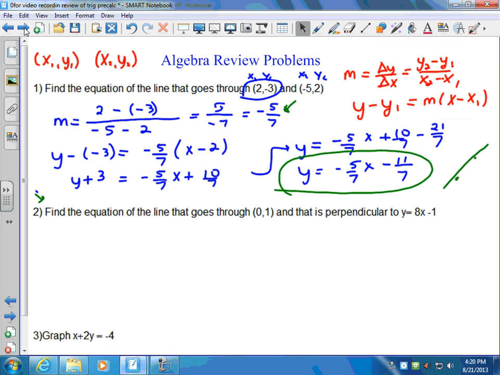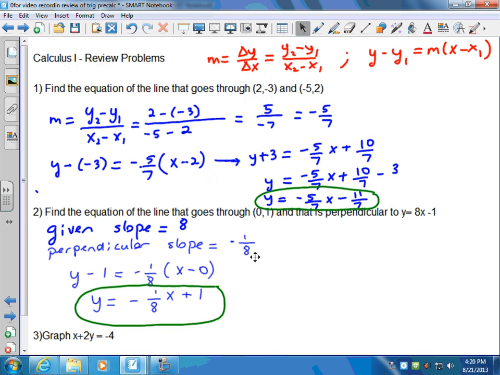So hopefully you gave this problem a try, and let's check out the solution down at the bottom of the page here. So the line that was given to us was y equals 8x minus 1, and we know from the form y equals mx plus b that the coefficient of x is m, or represents the slope of the line. So for this question, 8 is the slope. So the given slope is 8. What about the slope of the perpendicular line? That is the negative reciprocal of 8, so negative 1/8.